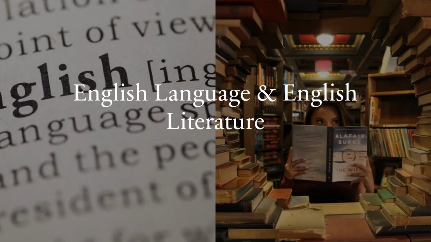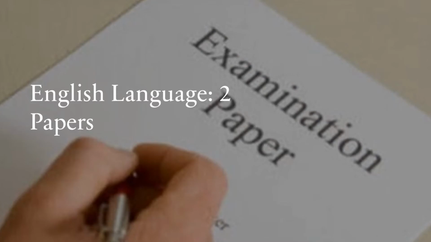What's great about GCSE English is that you actually get 2 GCSEs for the price of one. You get one in English language and one in English literature, and the higher grade counts, which is great. So let's have a look at what's included in these 2 GCSE courses. GCSE language has 2 papers.